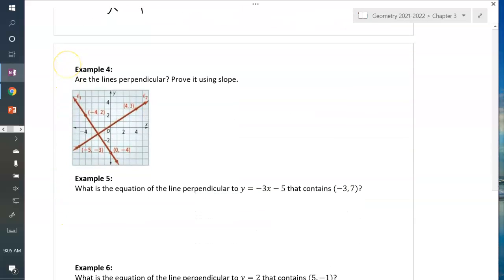Now we're going to look at perpendicular lines. Remember, perpendicular means opposite reciprocals. I like to say flip and switch.